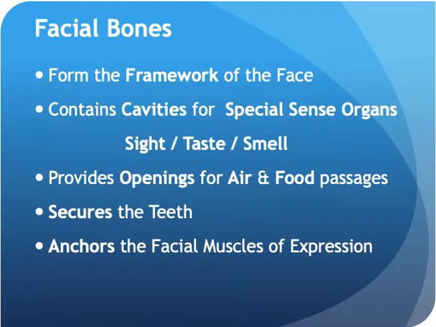So now we get to the facial bones. They're going to form the framework of the face. They're going to contain cavities for our special sense organs, and you're going to have a lot of nerves that come out of your brain, and they're going to have to go through these little areas in the skull and get out to the face too. When we're talking about special sense organs, we're talking about sight, taste, smell. We're providing openings for air and food passages. They're going to secure the teeth, and they're also going to anchor the facial muscles of expression, and we'll see that again too.